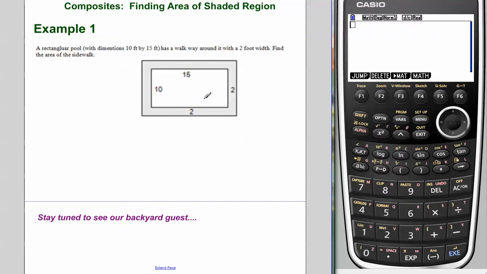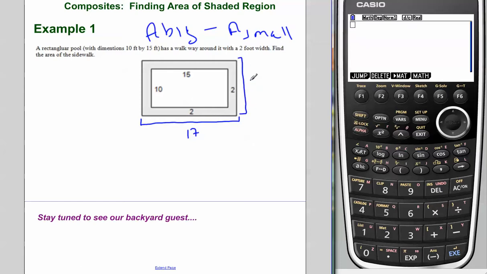Okay, so basically we want to find the area of the big minus area of the small. The area of the big is this huge rectangle right here. Now the most common mistake that our students make is they want to call this length right here 2 for the area of the big. It is not. This entire length right here is actually 17. And this side right here is 12.